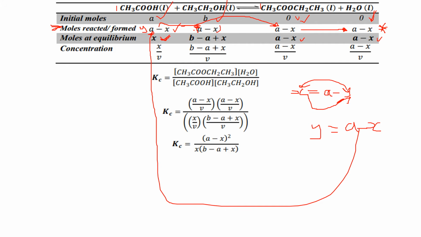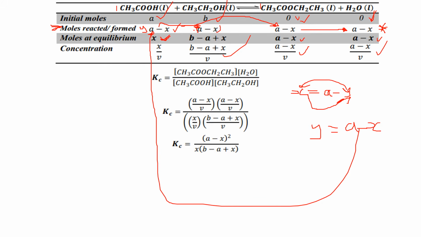So that's why you're having X by V for ethanoic acid. And for ethanol, you're having B minus A plus X divided by V. And for ethyl ethanoate, you're having A minus X divided by V, and the same applies to water, A minus X divided by V. So how are you going to get your equilibrium constant Kc?